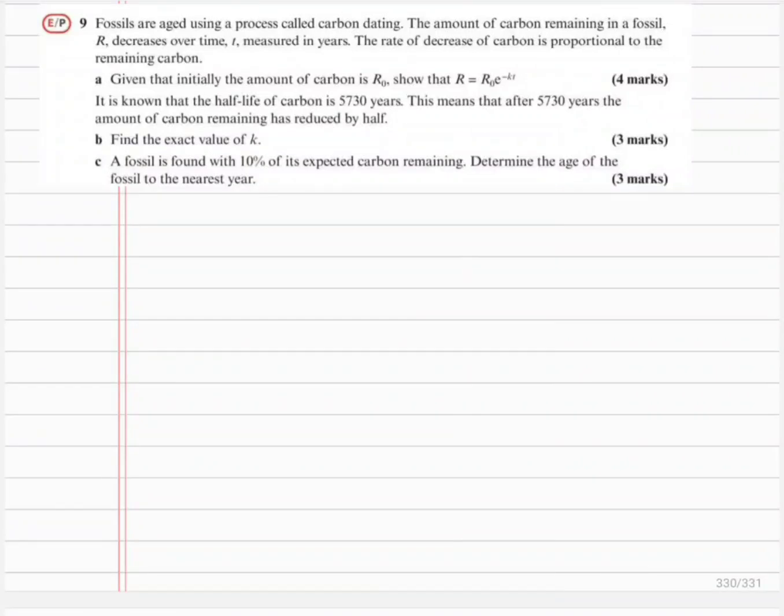Hi everyone, this video is Exercise 11K, Question 9. So we have a modeling question, and it's about fossils, which are aged using a process called carbon dating, and the amount of carbon remaining in a fossil decreases over time. Time is measured in years. The rate of decrease of carbon is proportional to the remaining carbon. So this is very important in terms of forming the equation.